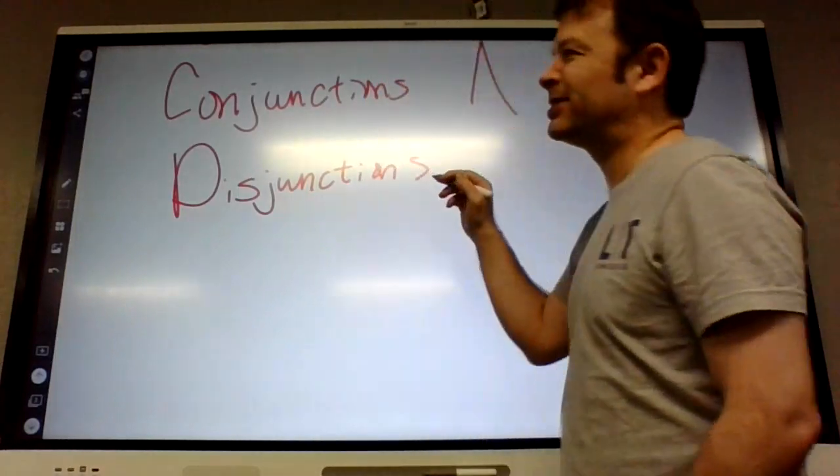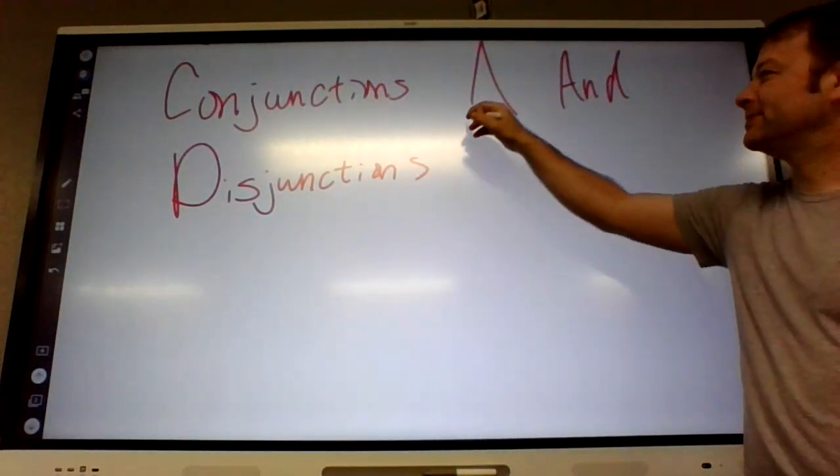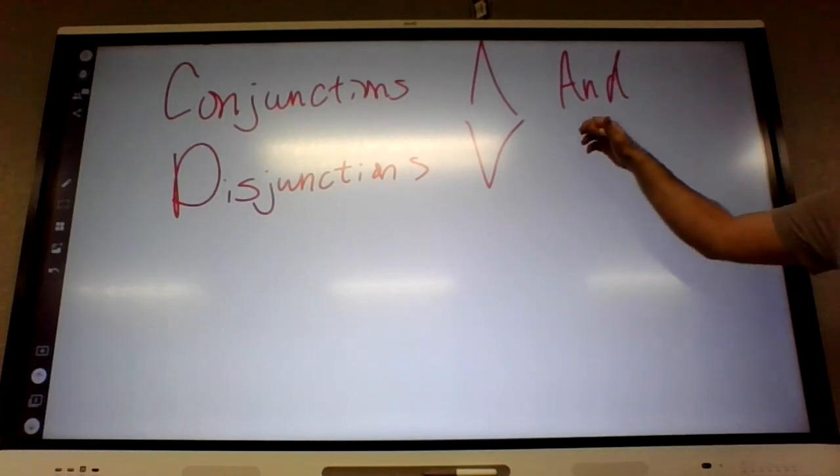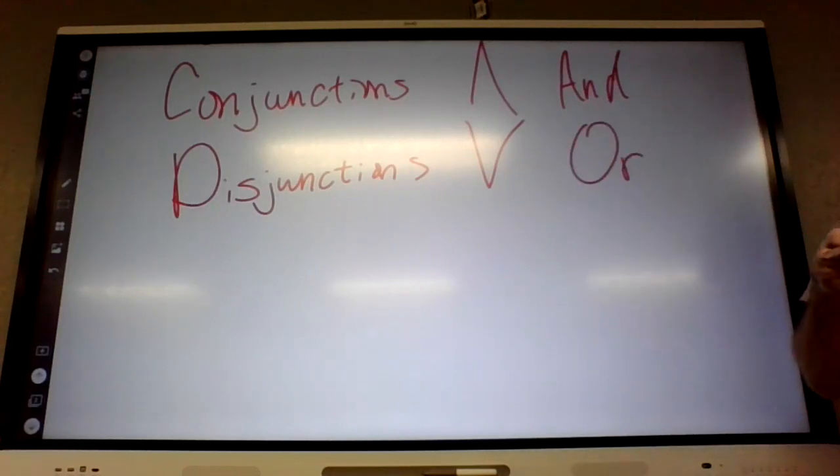Guess what the symbol is? Upside down, a V. And it means or. Okay, what does or mean?